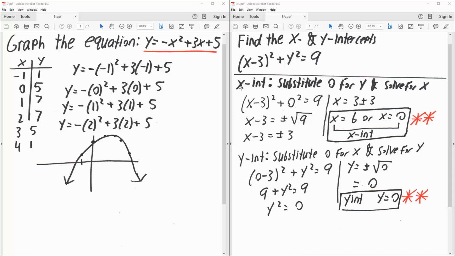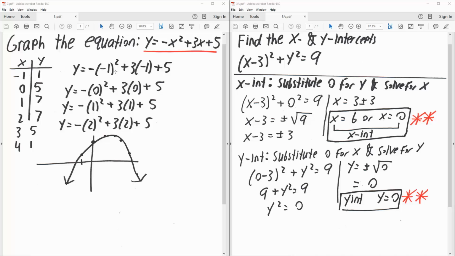Okay, in this video we will go over graphs of equations and x and y intercepts. So the first problem, we want to graph the equation y is equal to minus x squared plus 3x plus 5. And in order to graph this by hand, what we need to do is get a couple of points. So we'll say -1, 0, 1, 2, 3, and 4 and see if we can find a pattern.